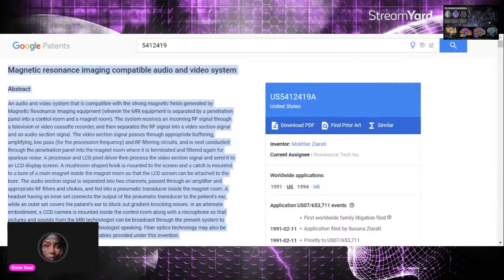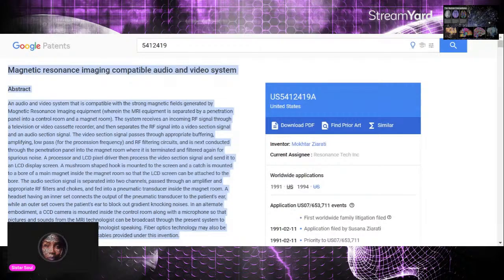A mushroom-shaped hook is mounted in the screen, and it catches it. And a catch is mounted to a bore of the main magnet inside of the magnet room, so that the LCD screen can be attached to the bore. So you know a magnet, what? If you have electricity or current that's going through a magnet, there's now electromagnetic frequency created. Artificial electromagnetic frequency when it comes to what's inside of your body, but it's the same sequence.